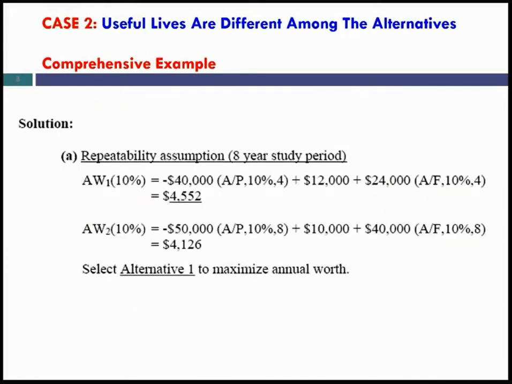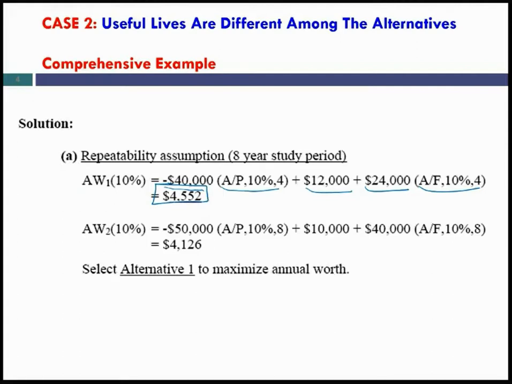So we find the annual worth of the first alternative. For this 40,000, we find its annual worth value. 12,000 is already annual revenue. And for this market value, we find its annual worth by the given F formula. And the annual worth is 4,552 for the first alternative.